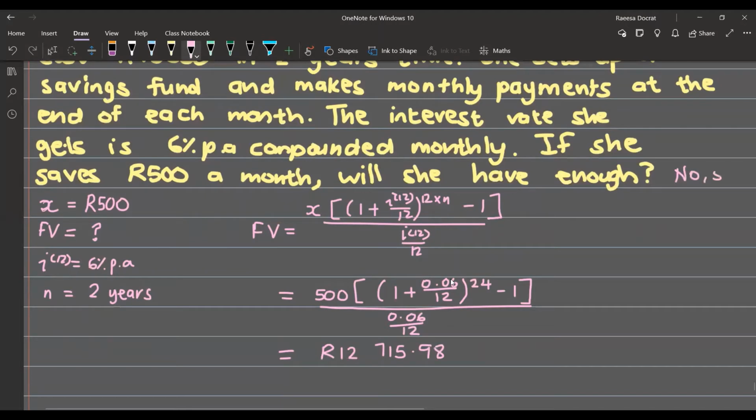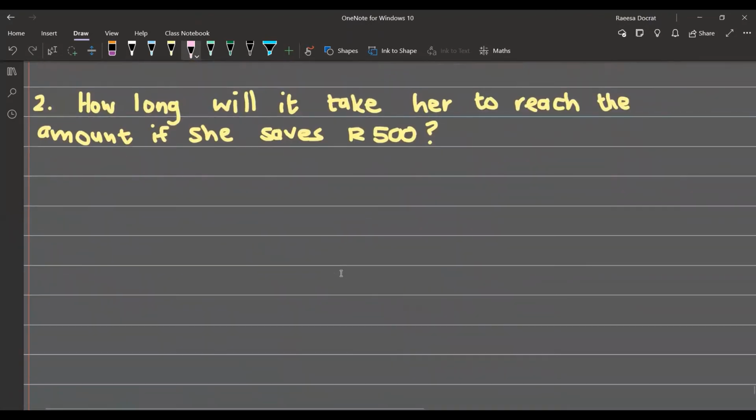No, she will not. Okay, so that is us calculating the value of a monthly payment of 500 Rand for each month for 2 years. So the next question is, how long will it take her to reach that 40,000 if she saves that? So how long is telling us we're solving for N.